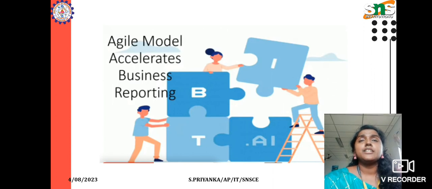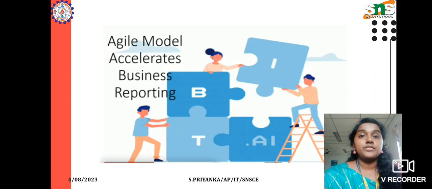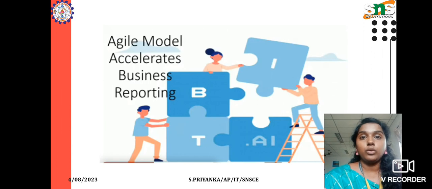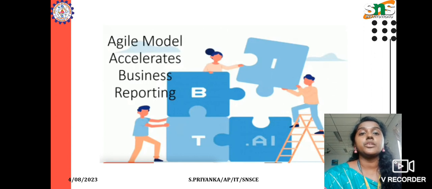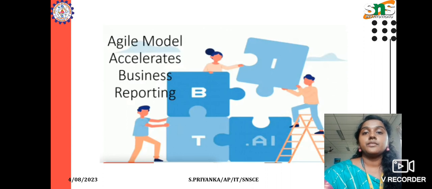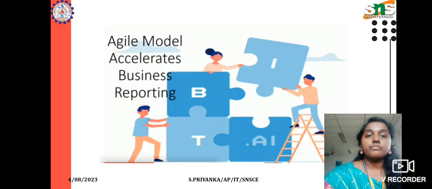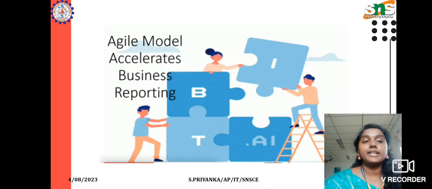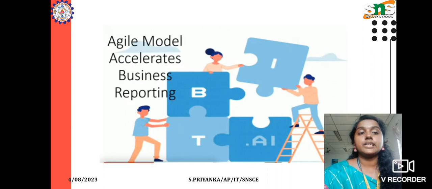In general, the agile process mainly consists of 5 phases. First we gather the requirements, and then we design it. We test it, and then we go for deployment, and then we deploy it in the market, and finally we get the feedback.